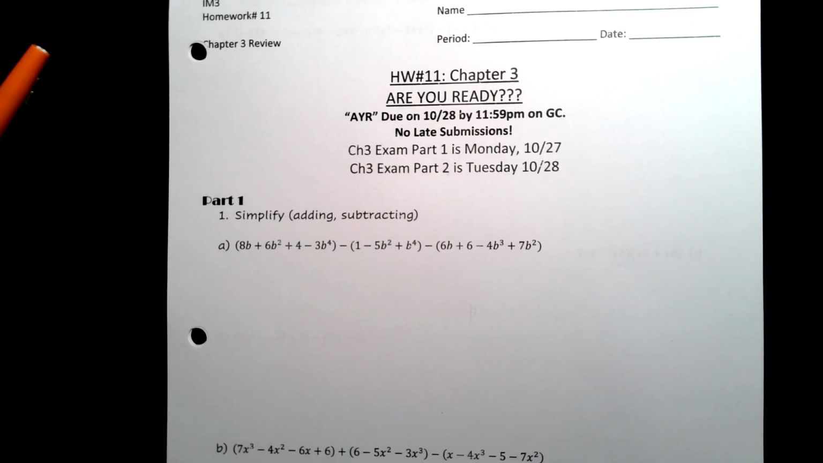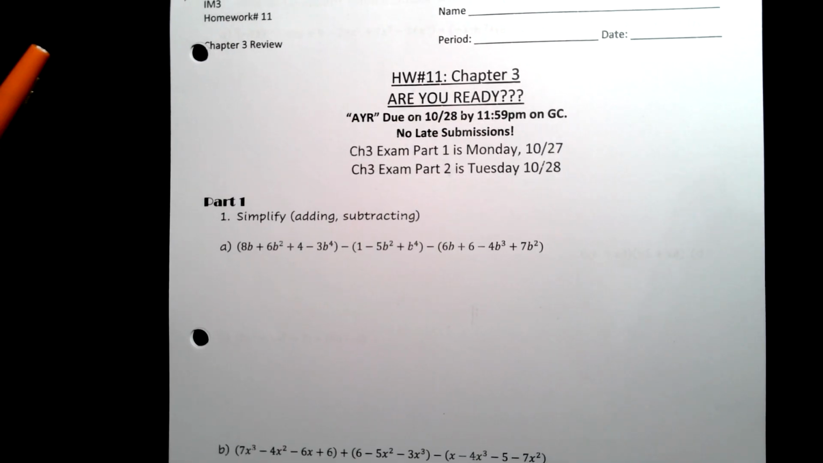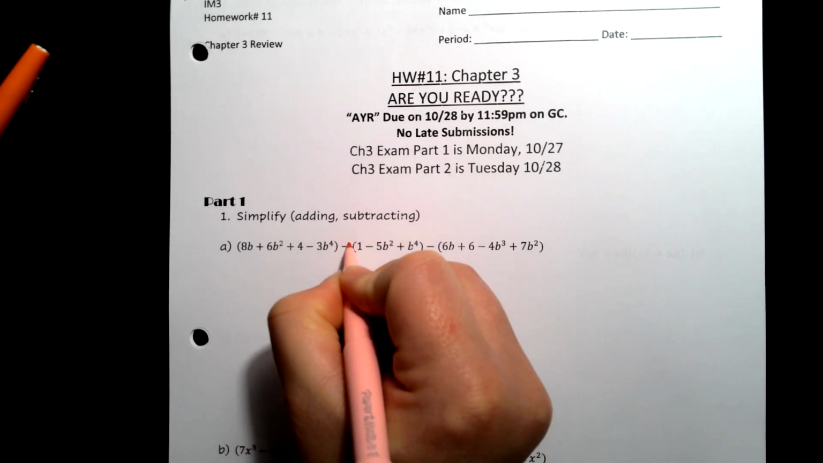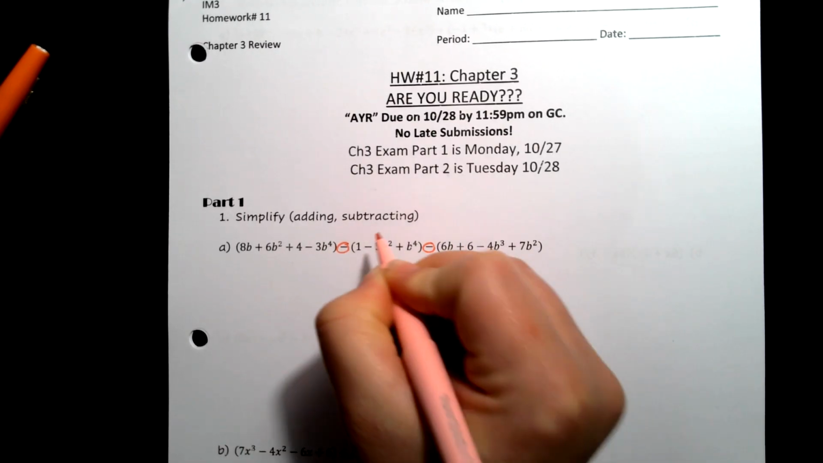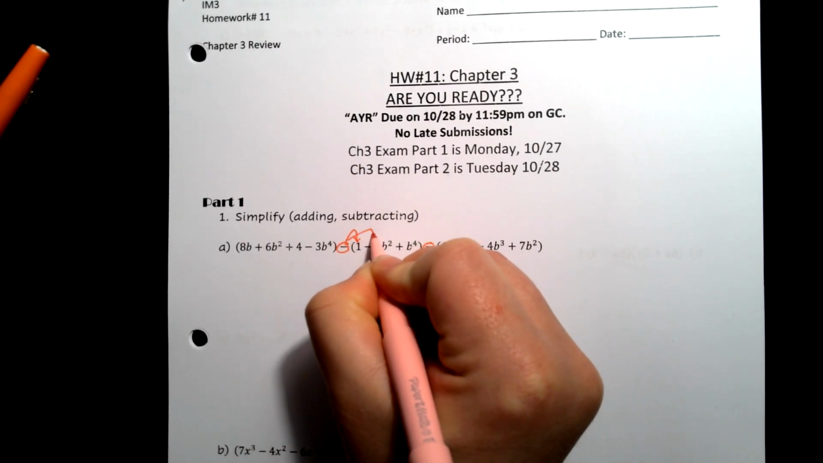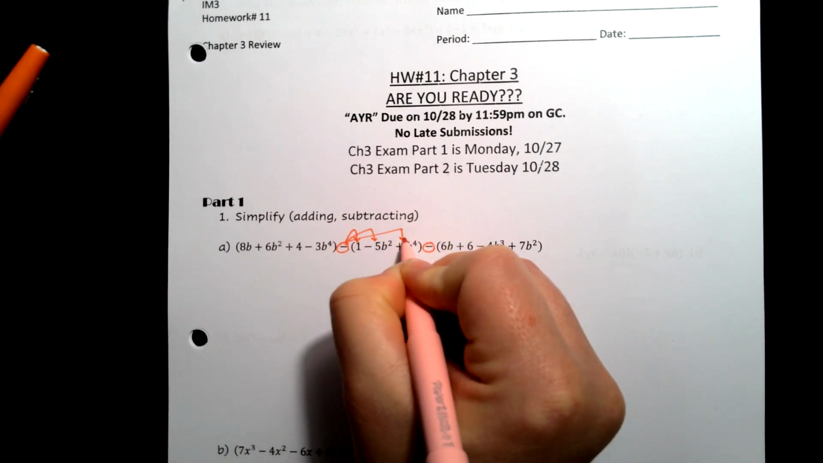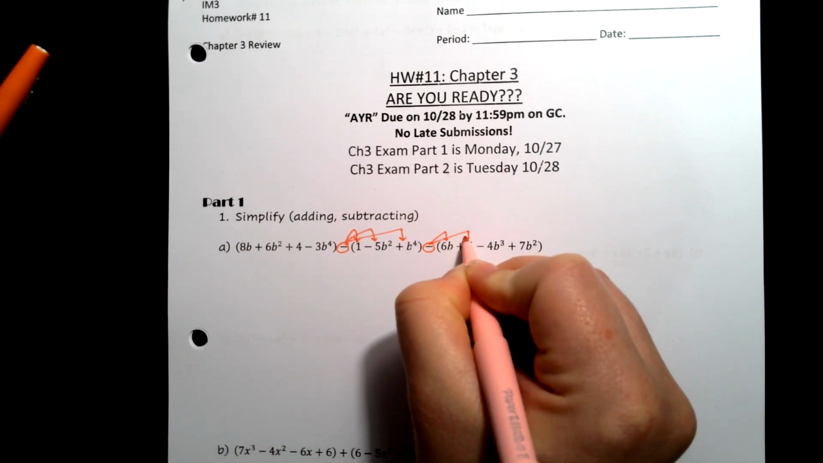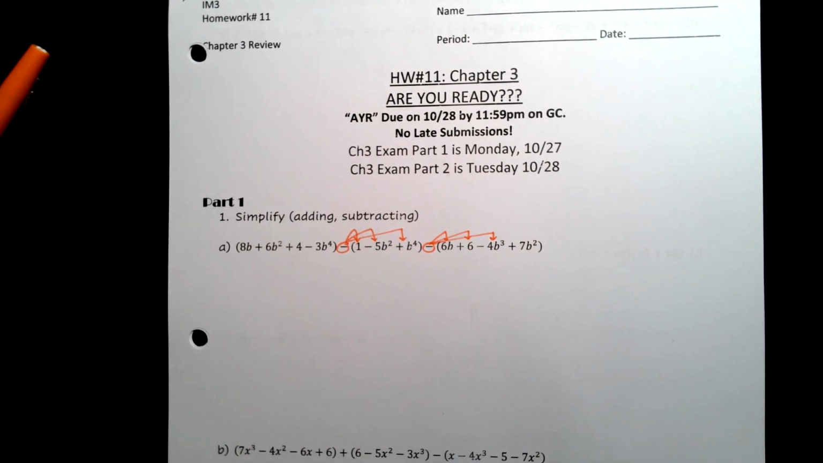Let's go ahead and get started. Question number 1 is asking you to add and subtract. Notice that you do have subtracting here. Anytime you have a subtraction, you do need to distribute that minus. You're going to rewrite this as adding negatives, which means you're going to be switching the sign to the opposite.